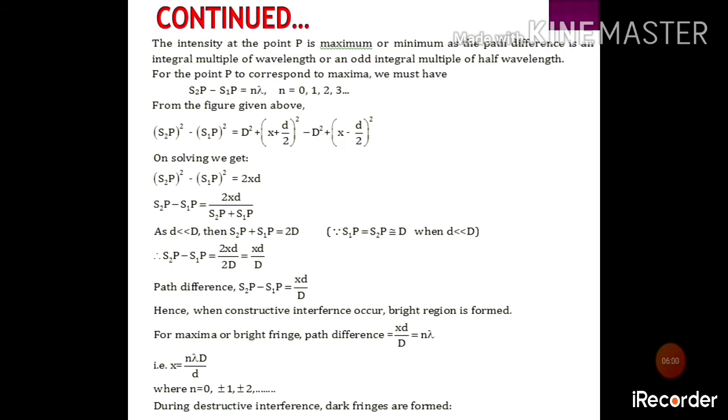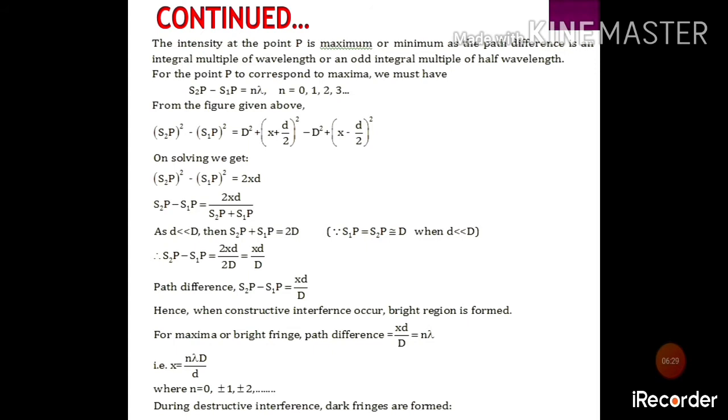So these will be the positions. You can put this x as xn also. So xn, by placing n equal to 0, you will get the central maxima. By placing n equal to 1, you will get x1. That will give you the position of the first maxima. And by placing n equal to 2, you will get x2, the position of the second maxima on the screen, and so on.